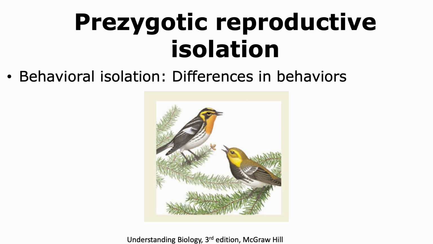Behavioral isolation is another type of prezygotic reproductive isolating mechanism. In this case, the members of one species indulge in behaviors that are appealing to the members of only those species, but not as appealing to members of other species. For example, birds tend to sing certain types of songs that are appealing to the opposite sex of their species, but not to the opposite sex of other species.